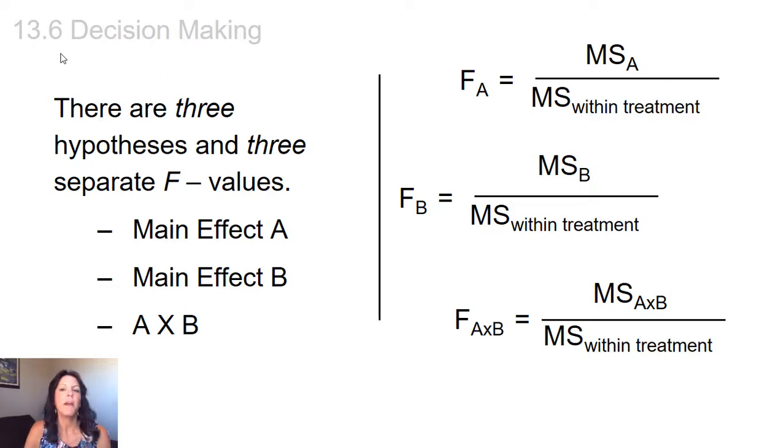So how we find F for the factor A is we take the mean squares for A, we divide it by the mean squares within treatment. We do the same kind of thing for B. We take the mean squares for B and divide it by the mean squares within treatment. And the interaction, we take the mean squares for the interaction and divide it by the mean squares within treatment. These are 3 different F-scores that we're going to come up with.